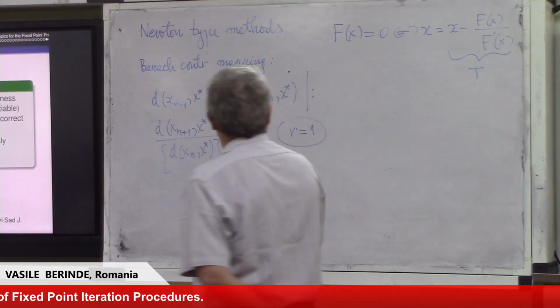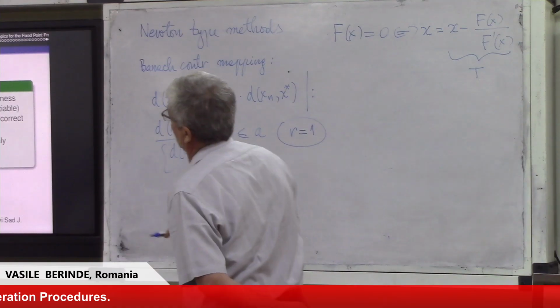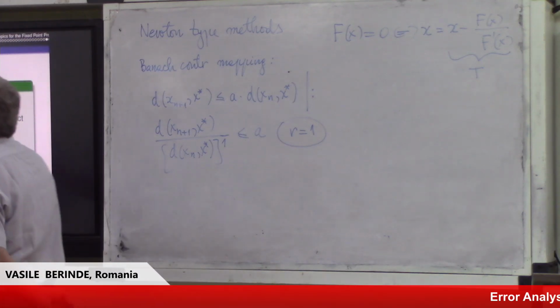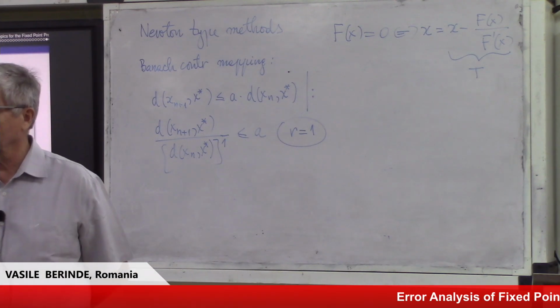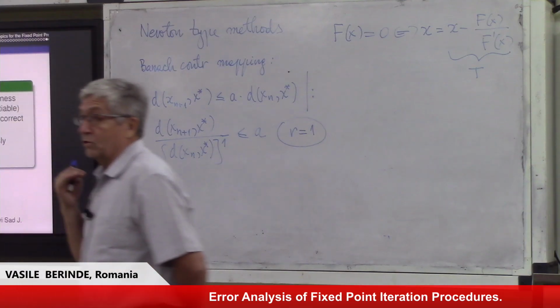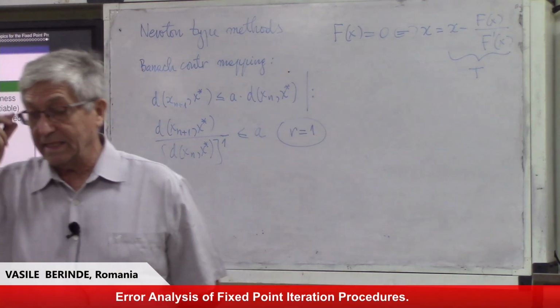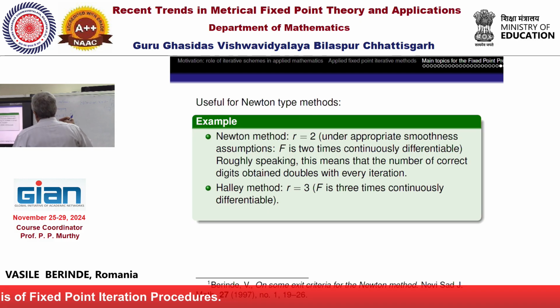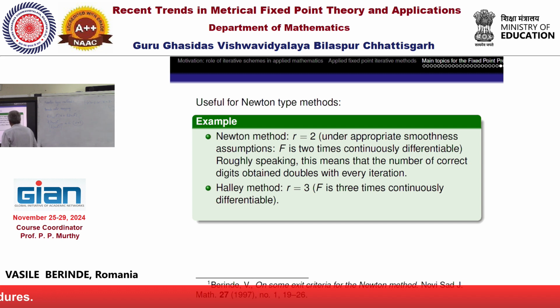So for this case, when f is twice continuously differentiable, then the order of convergence is known to be R equal to 2. There is a nice proof of this result. What does it mean from a numerical point of view? Because we are discussing today the numerical aspects. This means that the number of exact digits we obtain at each iteration doubles all the time.